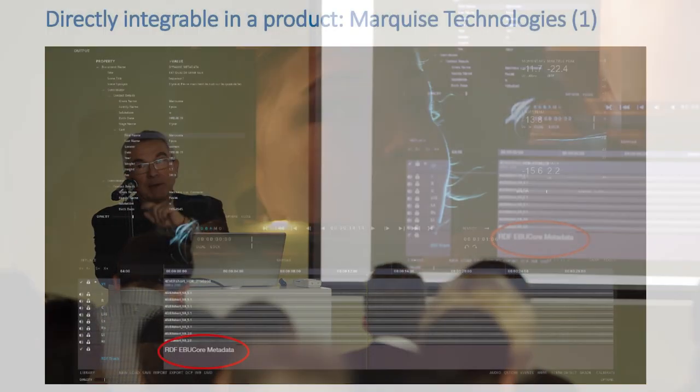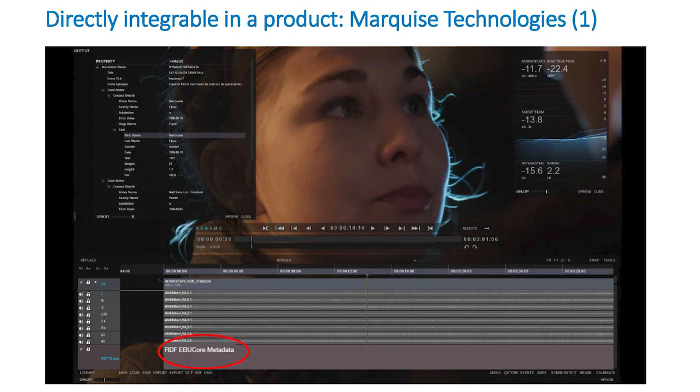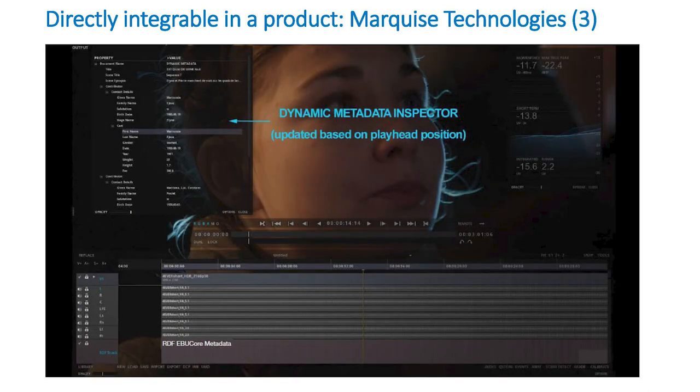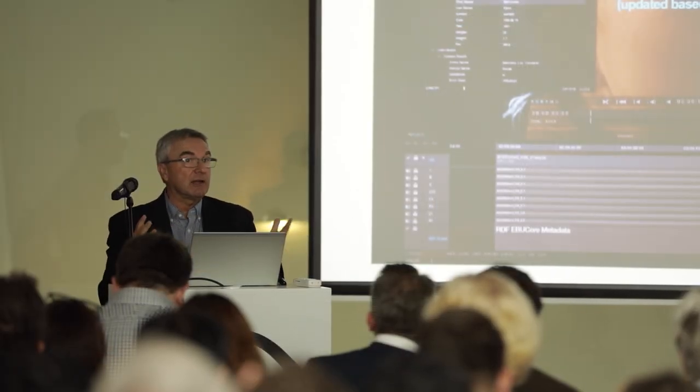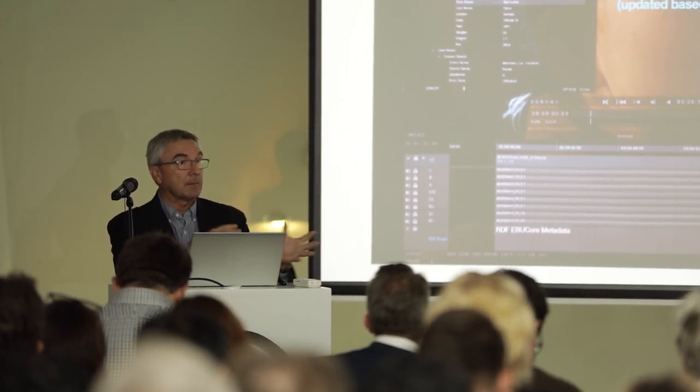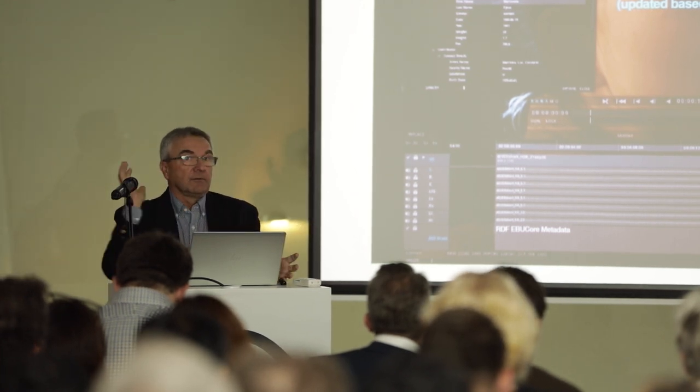All right, so the demo we had with Marquise is that you have this EBU Core RDF somewhere, and then you can play along the timeline with a dynamic metadata track, and then the metadata inspector developed by Marquise is getting the data scene by scene, and you can see this data coming out. The interest also is that you can cut content, you can extract content, and then you can get the metadata that is associated with the scene, and then all the information is in fact in a different file. And then you can manage this in many different ways. So either you put your data into a triple store, so a semantic database, or you put your metadata somewhere else. So many different ways.